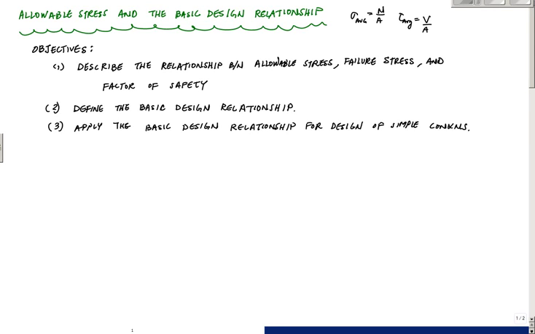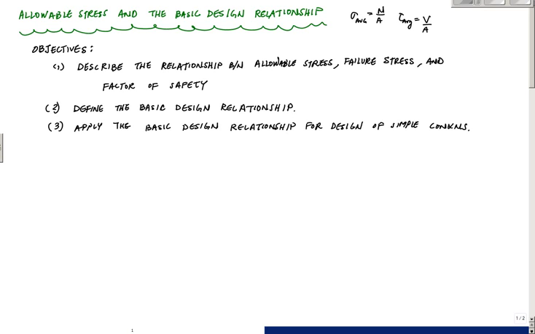In this video, we're going to be talking about allowable stress and the basic design relationship. And we'll be taking our first foray, giving you an introduction into engineering design. As you know, engineers design lots of things. Civil engineers, mechanical engineers, and bioengineers design buildings, beam components, column components, piping components, piping systems, shafts, stents, prosthetics, a lot of things, right?